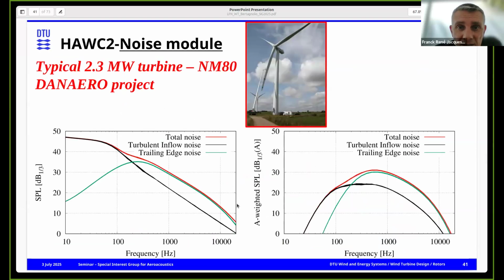And what you can see here, we have been calculating for a 2.3 megawatt turbine. And you clearly see again here that the trailing edge noise is dominating in the high frequency range, and again, the turbulent inflow noise is dominating in the low frequency range. And that's what we saw earlier. On the left, it's non-A-weighted. On the right, it's A-weighted, which decreases the level because of audibility. That's why this A-weighting is decreasing the noise level according to our human hearing.